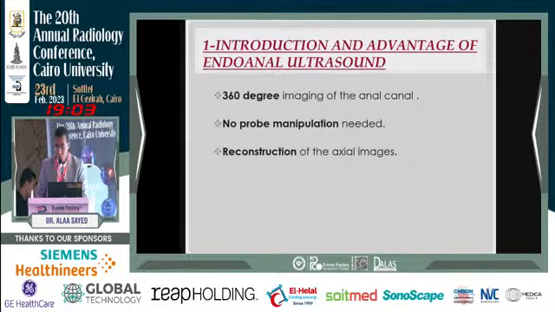It allows reconstruction of the axial images into coronal and sagittal. No need for immediate image processing. We can finish the examination, discharge the patient, and then do reconstruction and figure out the positive finding.